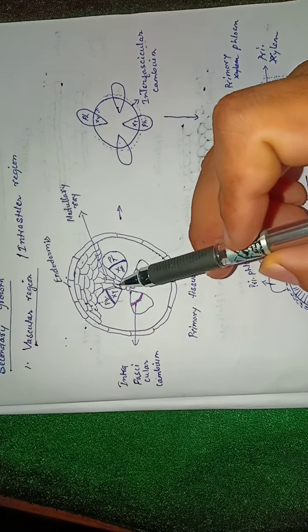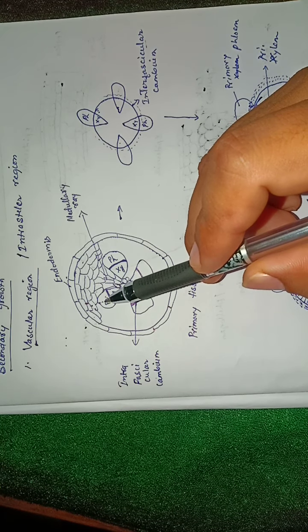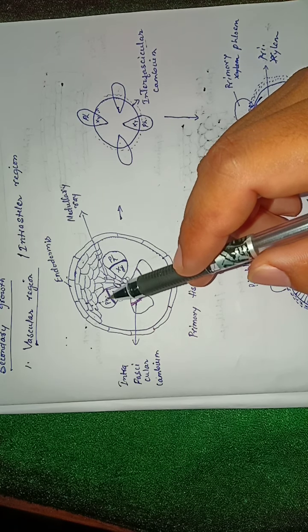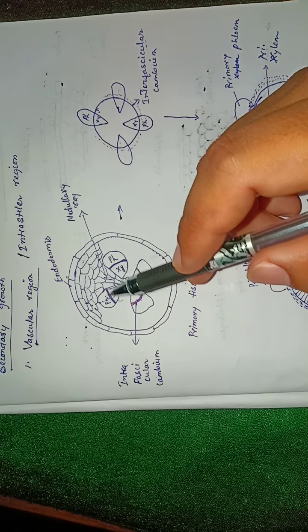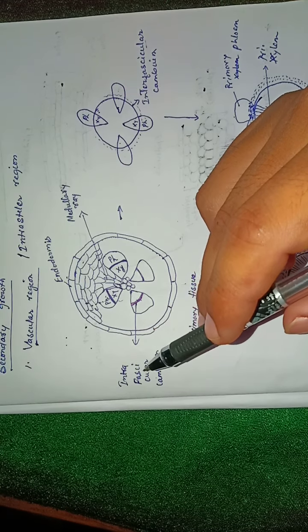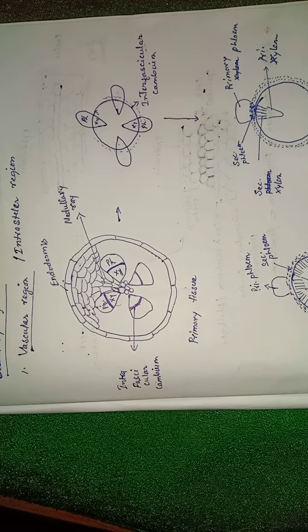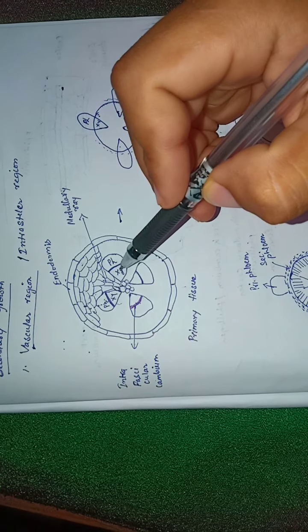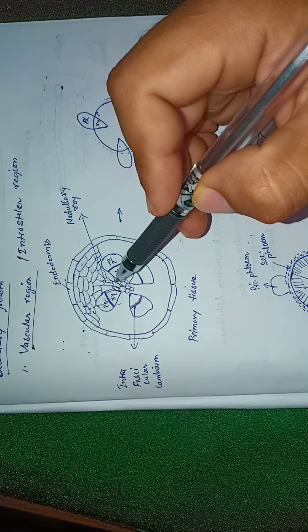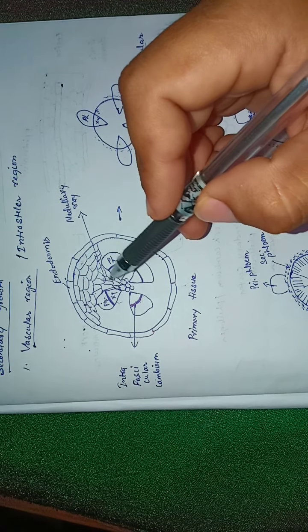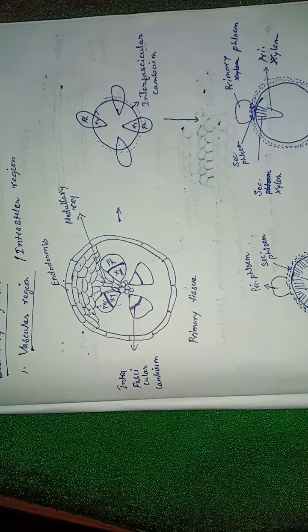The vascular bundles are composed of the phloem and the xylem, and a cambium is found in between the phloem and the xylem. The cambium present between them is called the intrafascicular cambium. Between these vascular bundles, there is a ray running all along between the two bundles. These rays are called the medullary rays.